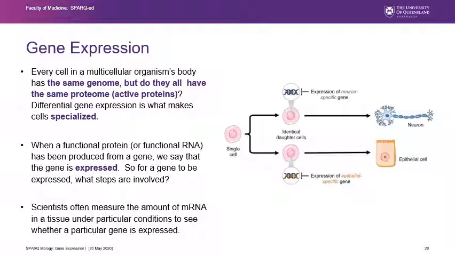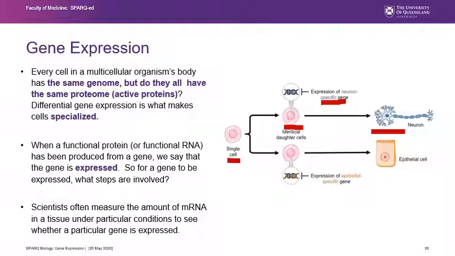Scientists often use different techniques to measure the amount of messenger RNA within a tissue under different conditions to see if those conditions force changes in gene expression. Let's look at the example on the slide. At the start, we have a single undifferentiated animal cell. On the top stream, the neuron-specific or nerve-specific genes are switched on or expressed. So what started as a generic animal cell here becomes a neuron in the presence of those specialist neuron proteins.